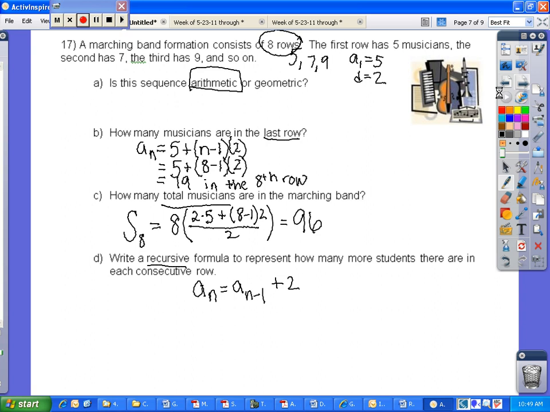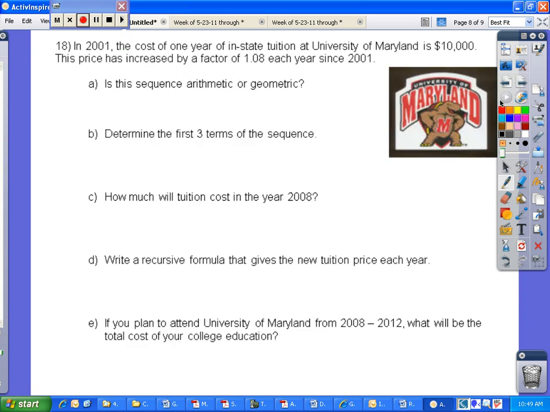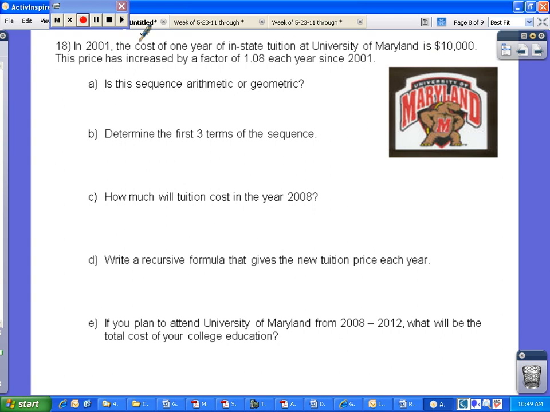Next, for number 18, in 2001, the cost of 1 year is $10,000. The price has increased by a factor of. So what does that tell you? What kind of sequence is this? It is a geometric sequence because it's increasing by a factor.